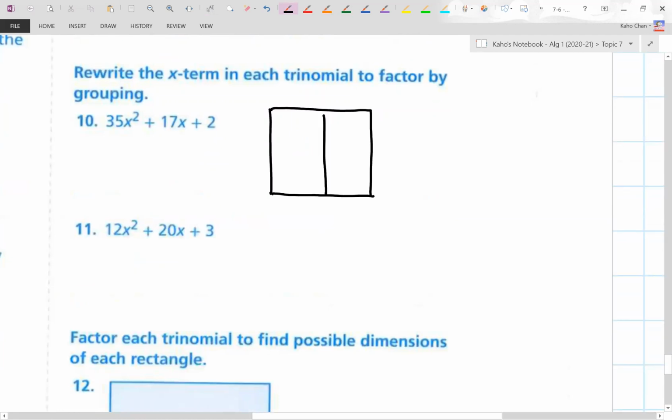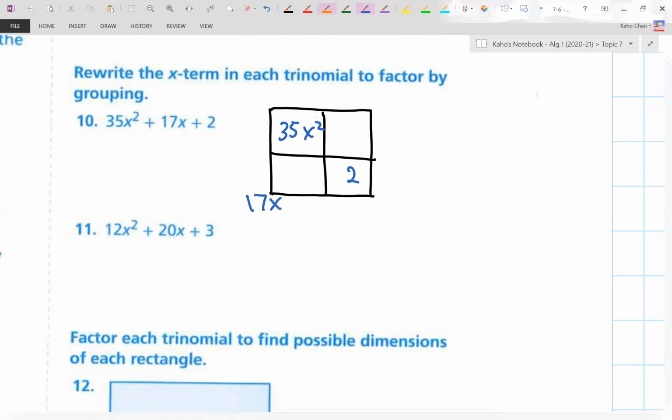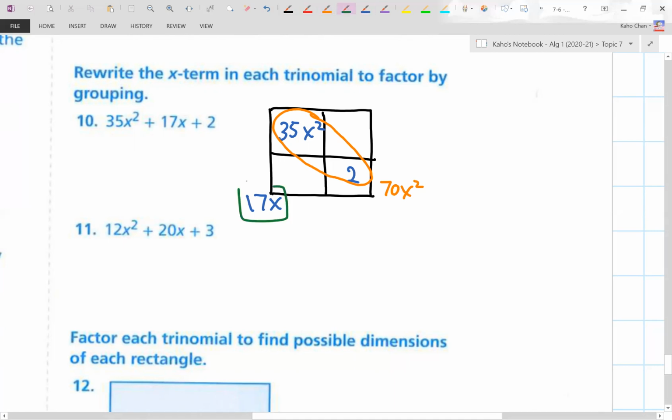Put the first term in the first box, last term in the last box. Step 2, multiply the diagonal AC. That gives me 70x squared. Oh, 70? Interesting. And we're trying to shoot for 17? Well, come on. 7 times 10 works, right?